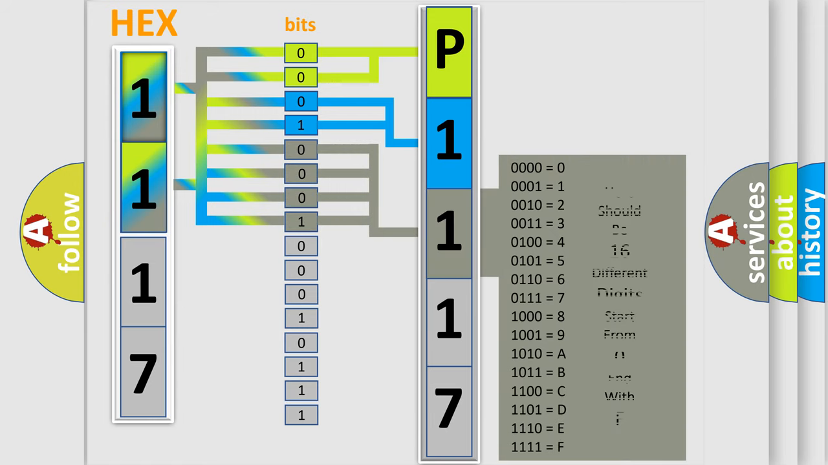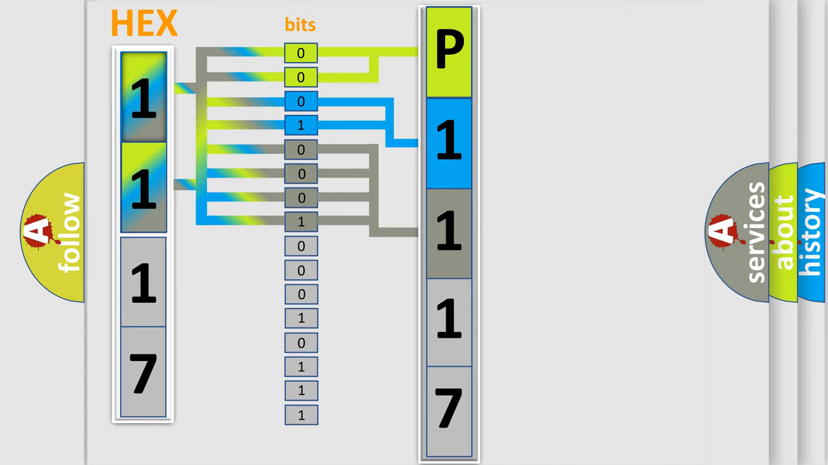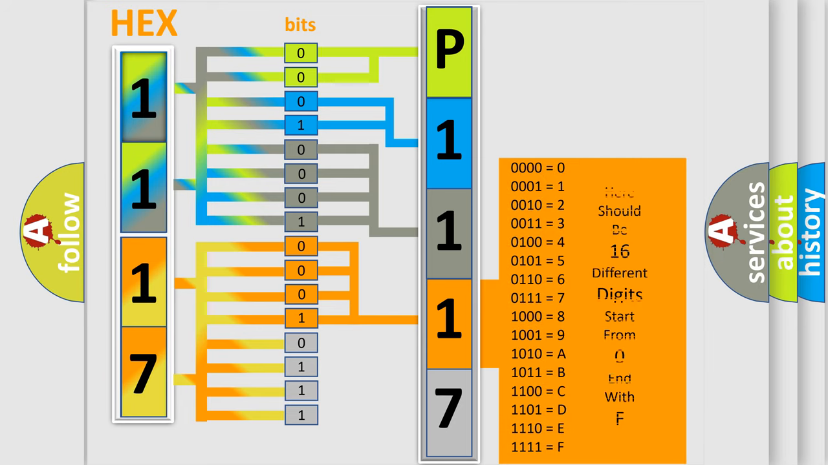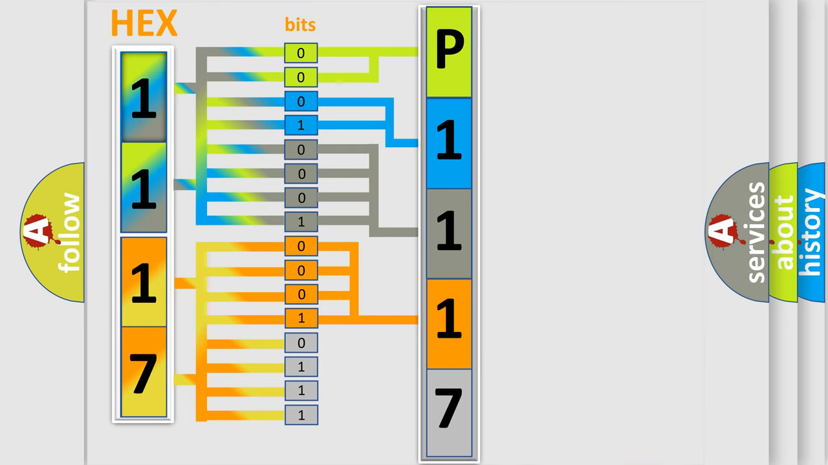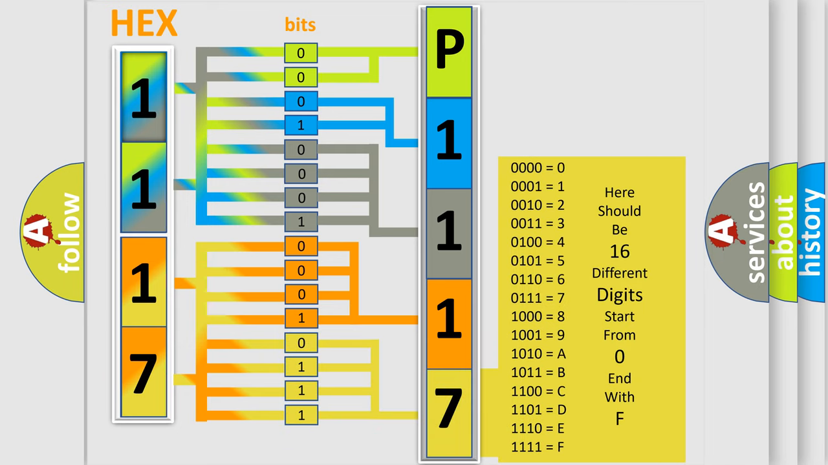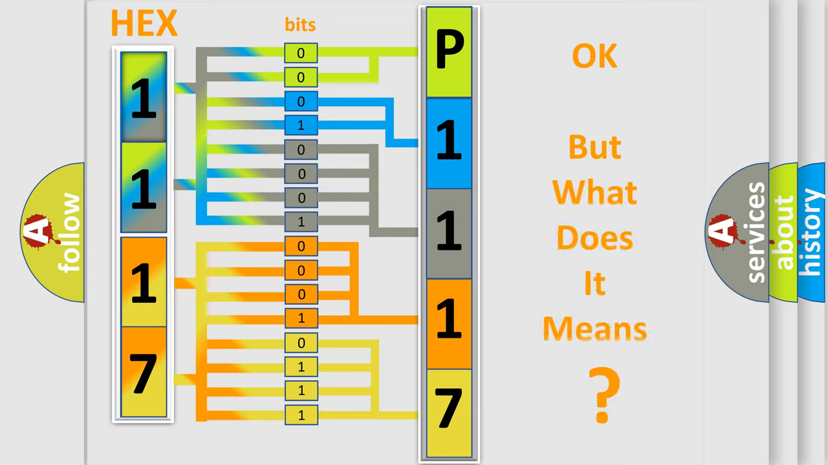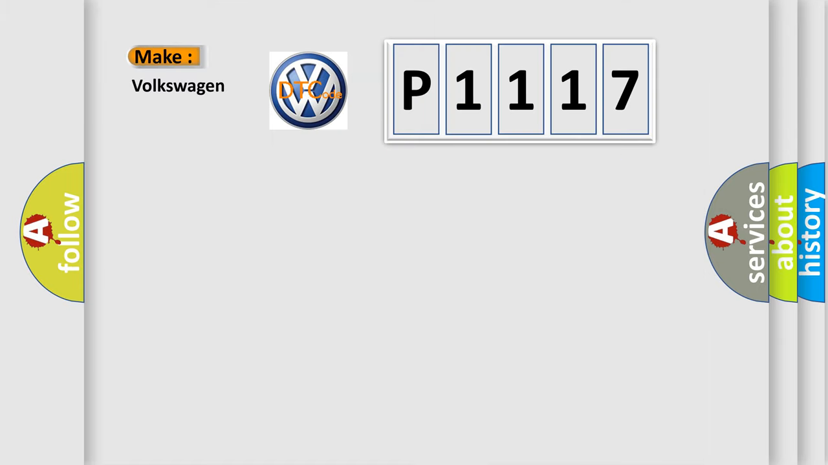The second byte is composed of a combination of 8 bits. The first 4 bits determine the fourth character of the code, and the combination of the last 4 bits defines the fifth character. A single byte conceals 256 possible combinations. We now know in what way the diagnostic tool translates the received information into a more comprehensible format. The number itself does not make sense to us if we cannot assign information to what it actually expresses. So, what does the Diagnostic Trouble Code P1117 interpret specifically for Volkswagen car manufacturers?